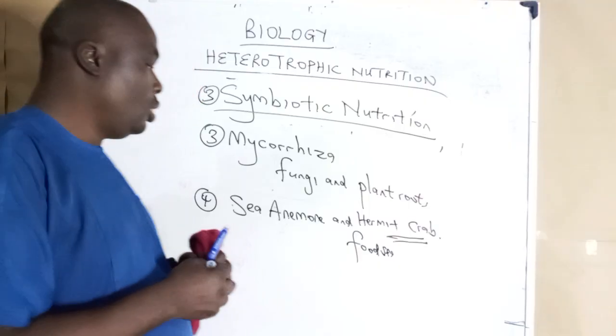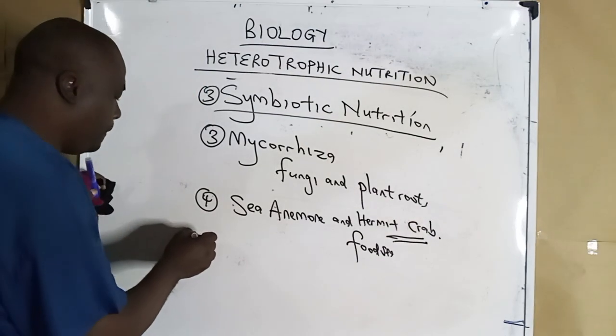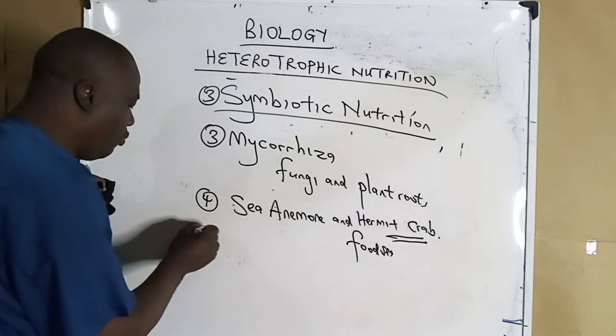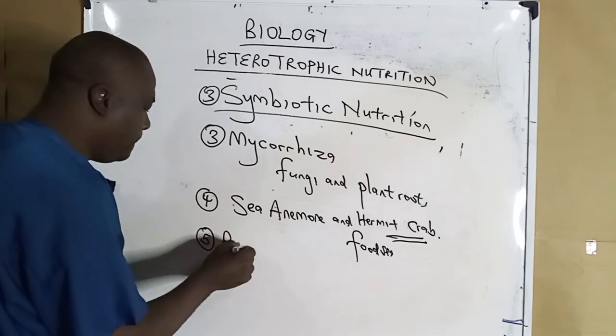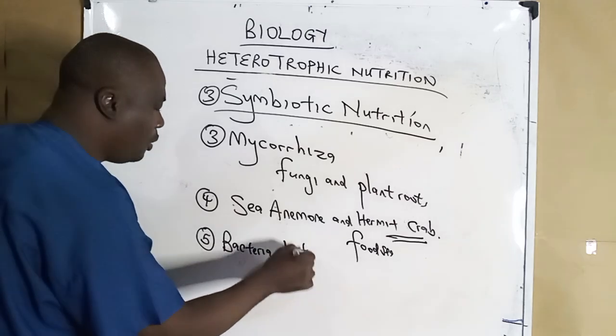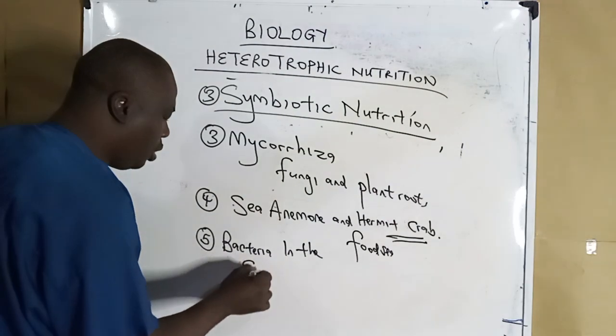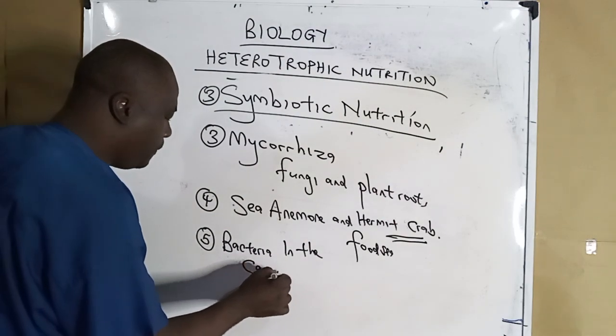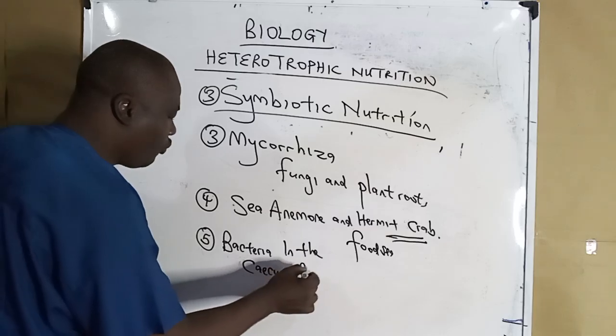So number 5, you have bacteria in the cecum of herbivores.